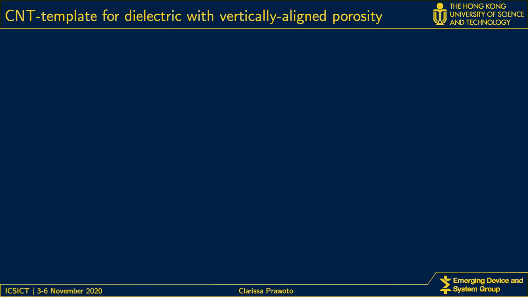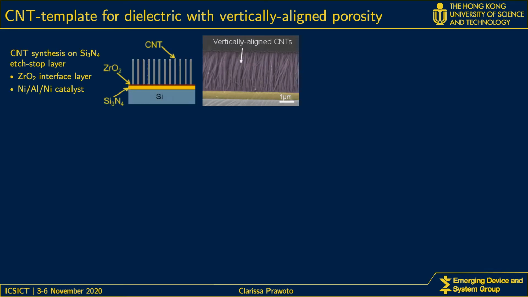To obtain a vertically aligned porous dielectric, CNTs can be used as a placeholder, then it can later be removed. I'll describe the fabrication steps, and I'll also show the corresponding SEM cross-section. First, CNTs are synthesized from a nickel-aluminum-nickel multi-layer catalyst by PECVD. Zirconium oxide is used as an interface layer to enable CNT growth on the silicon nitride etch-stop layer.